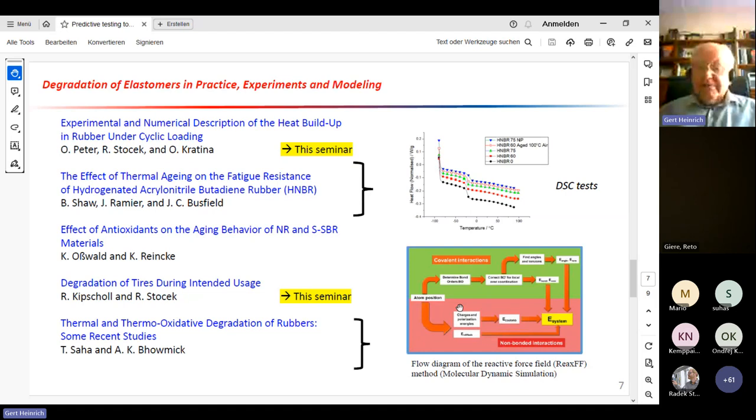Also, an interesting chapter was written by Saha and Bohmig. Bohmig is at the moment in Houston, United States, and they have given interesting information about the application of the reactive force field method to simulate, in the sense of molecular dynamics simulation, the thermal and thermo-oxidative degradation of rubbers.